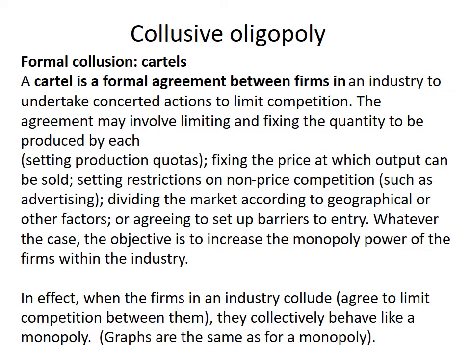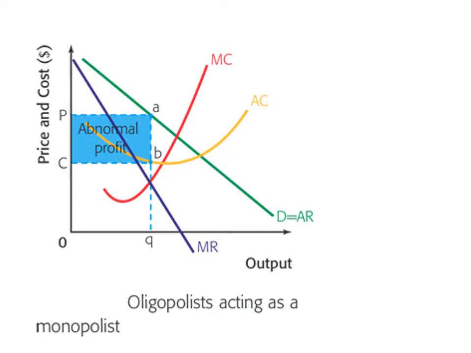In effect, when the firms in an industry collude, so they agree to limit competition between them, they're collectively behaving like one firm because they've all agreed to how they're going to behave. So they're behaving like a monopoly, and the graphs are the same for monopoly. So I'm not going to be drawing that here because I feel that we've practiced that enough, but I'll be showing you a graph. So this is the case of oligopolists acting as a monopoly.